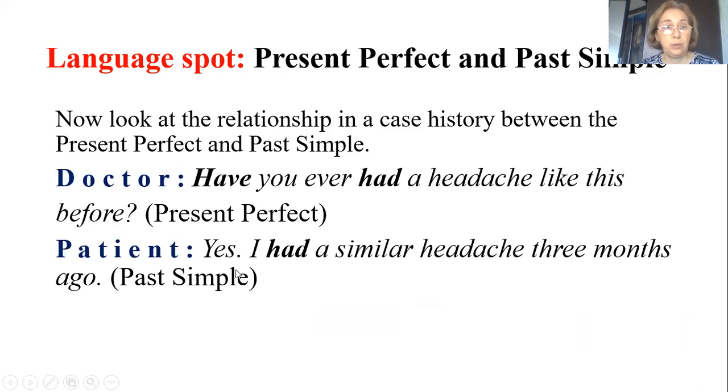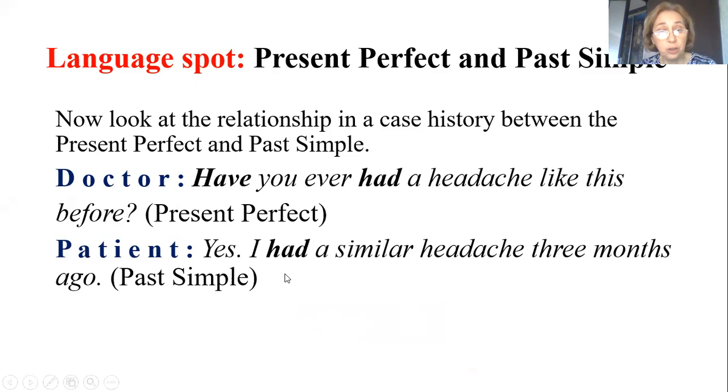And one more example, look at the relationship in a case history between the present perfect and past simple. So doctor and patient are speaking. The doctor asks a question, have you ever had a headache like this before? And he uses the present perfect tense because he addresses the experience of this person, whether this has ever happened in his life.